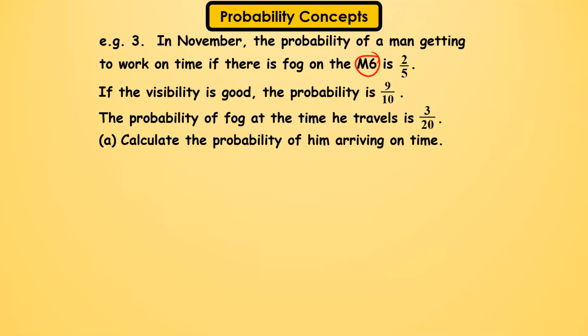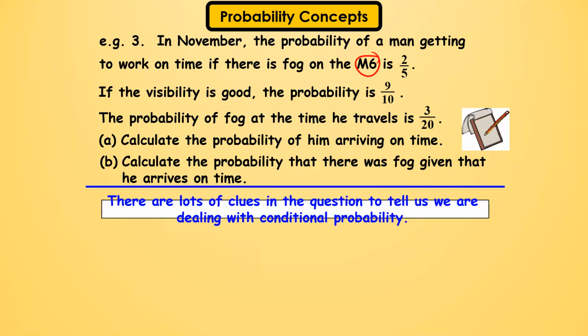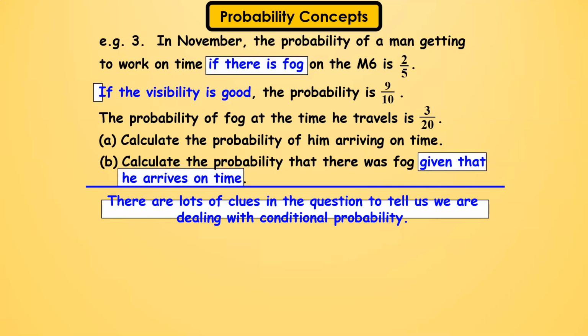Firstly, calculate the probability of him arriving on time. Second, calculate the probability that there is fog given he arrives on time. So there are lots of clues in the question that tell us that we're dealing with conditional probability. The key one that I would identify is given. But also the fact that if there's fog, if the visibility is good, and the given he arrives on time. So there are things where the probability changes depending on what the conditions are.